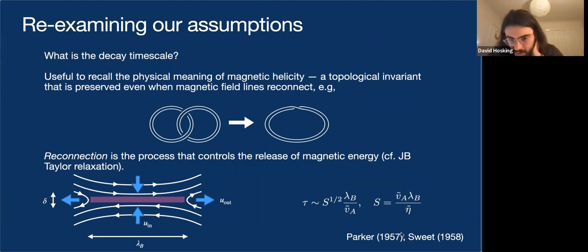So this is the Sweet-Parker theory, and it gives you slow magnetic reconnection because, of course, this depends on the magnetic diffusivity, which usually in astrophysics, and certainly in the problem of decay of primordial fields that we're talking about, is very, very small, and so this process is very, very slow.